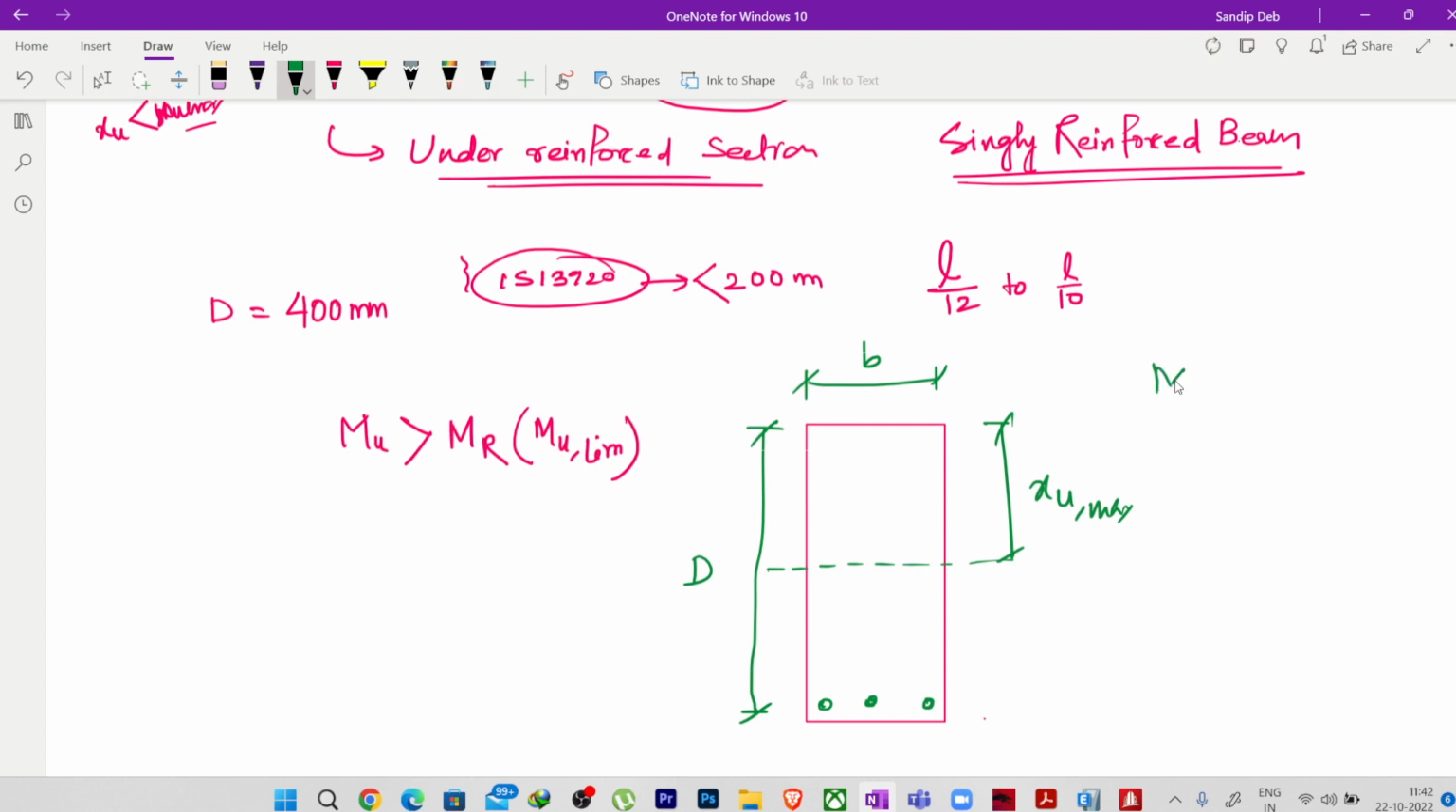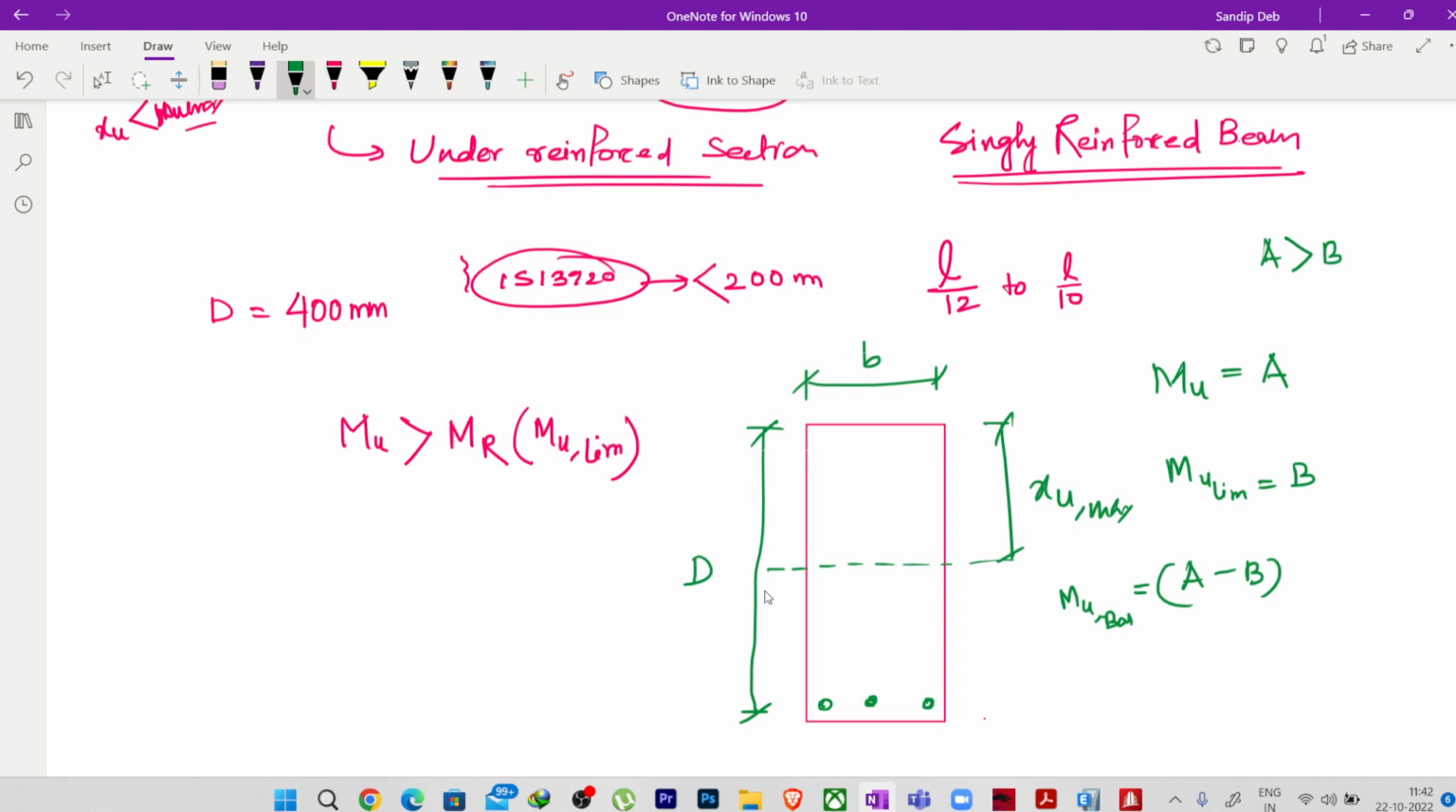So suppose we have got some Mu value, suppose A, and our moment of resistance, Mu limit, is B. Now we know that A is greater than B here. So there is some balance moment. So A minus B is my balance moment. So I can write it as Mu balance. Now we do not have any other mechanism to resist this balance moment, if you cannot increase the depth of the beam.